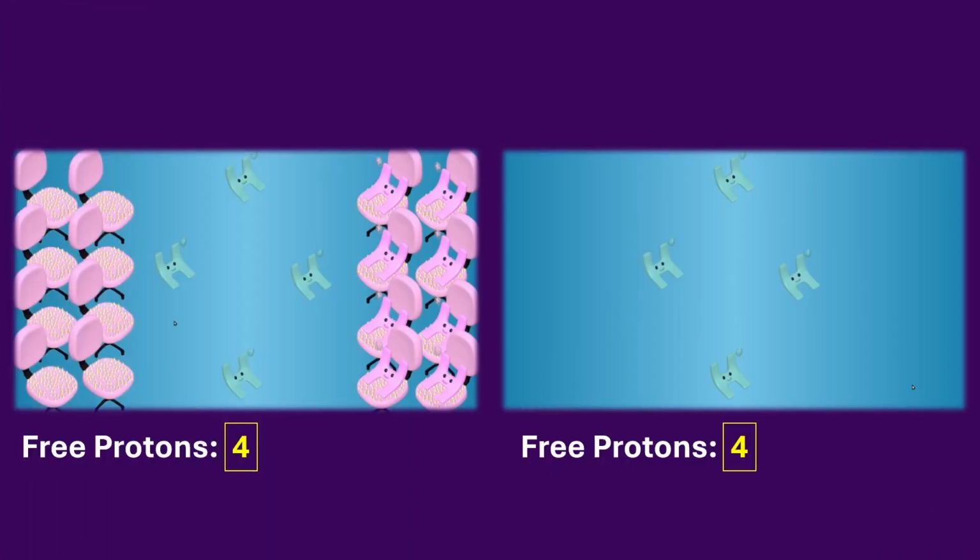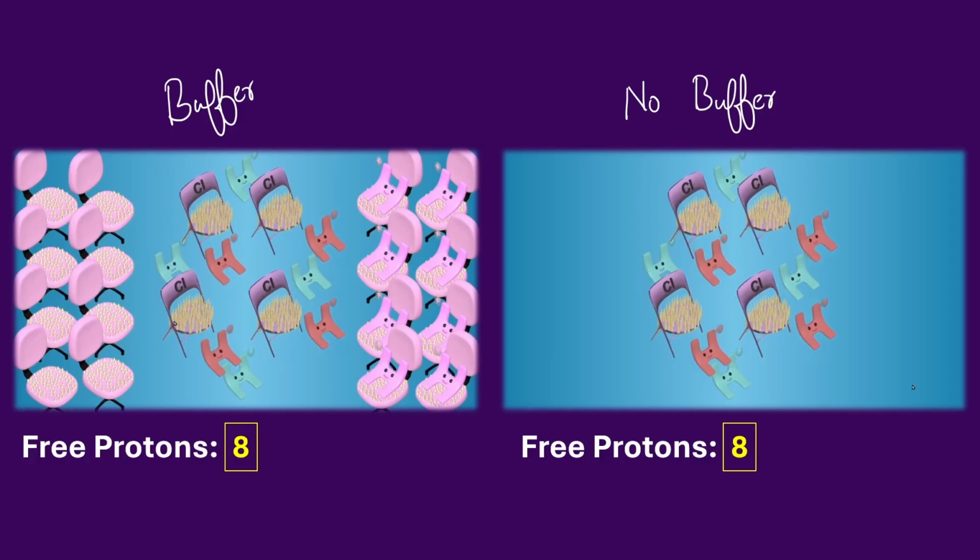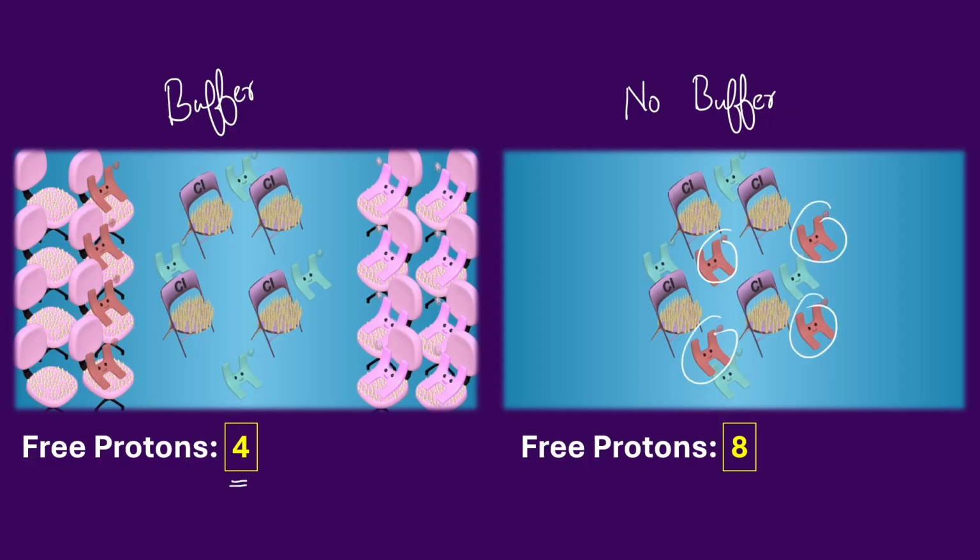So if you compare this situation, here we have buffer, and here we have no buffer. What will happen if we have buffer? If we have buffer and we add acid, then these will pick up the protons. The conjugate base will pick up the protons. So ultimately the free protons are still 4. There is no change. But here 4 free protons are added. It means that there will be a drastic change in pH.